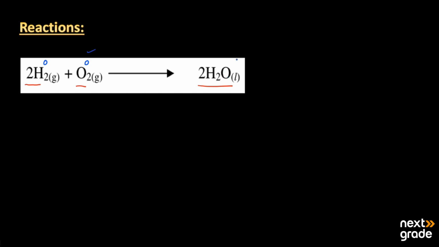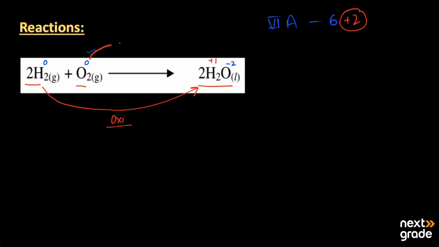After the reaction, as we have learned, oxygen will carry the -2 charge because its group number is 6A. It has 6 electrons in its valence shell and it can gain 2 electrons. So its oxidation number will be -2 because it can gain electrons. On the other hand, hydrogen will carry the charge +1. Now here, the oxidation number of hydrogen changes from 0 to +1, so it undergoes the process of oxidation, and the oxygen undergoes the process of reduction because its oxidation number changes from 0 to -2.